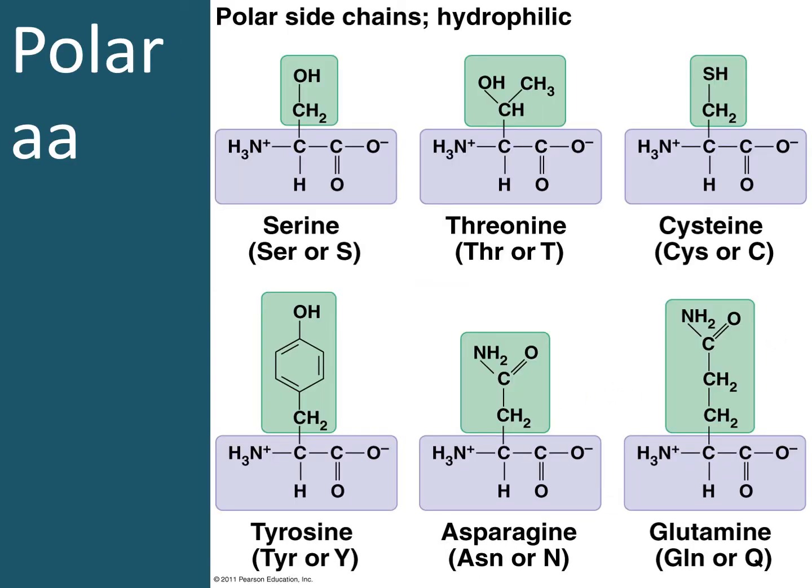This is a table of the polar or hydrophilic amino acids. The side chains are highlighted in a green box. Like other hydrophilic compounds, polar amino acids are attracted to water. The polar amino acids include serine, threonine, cysteine, tyrosine, asparagine, and glutamine.